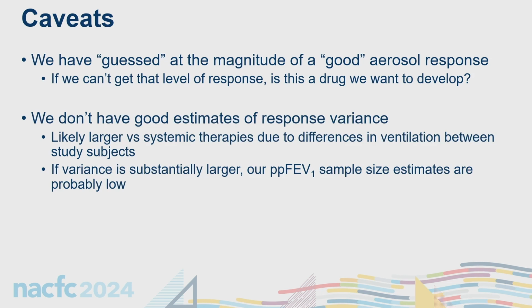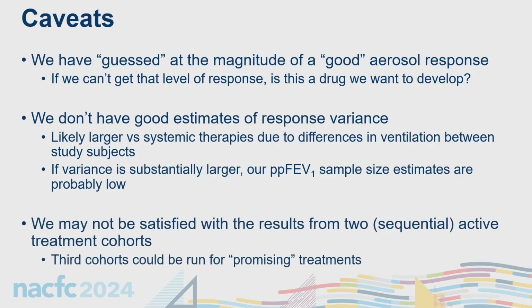If we don't really have a good estimate of what response variance is looking like. We're talking about systemic therapies that improve CFTR function through modulators and trying to apply that to inhaled therapies that restore or provide new CFTR. So the variances may or may not be exactly the same. And if it's larger, unfortunately, we probably need bigger studies.